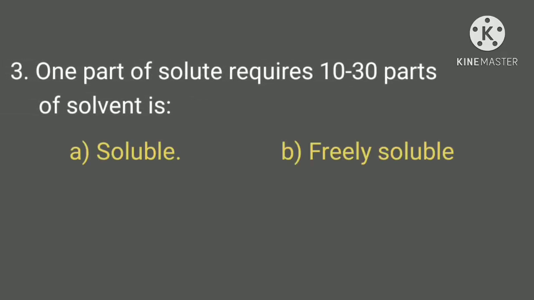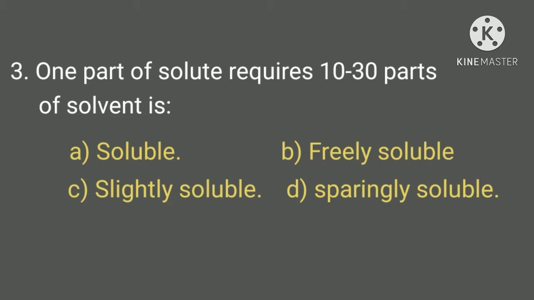Third question: one part of solute requires 10 to 30 parts of solvent is? Option A. soluble, B. freely soluble, C. slightly soluble, D. sparingly soluble. Answer is option A. soluble.